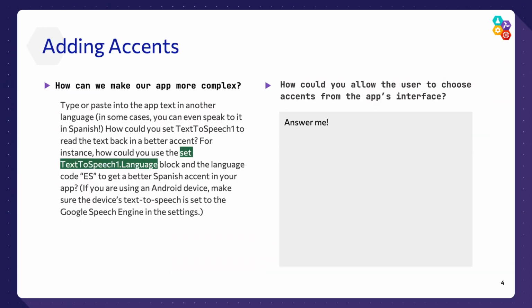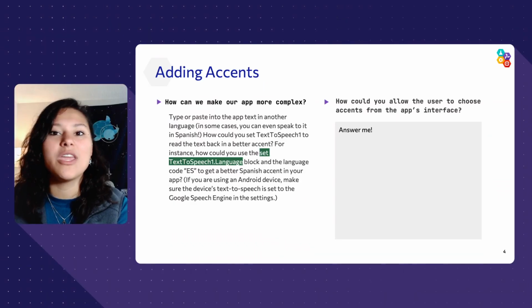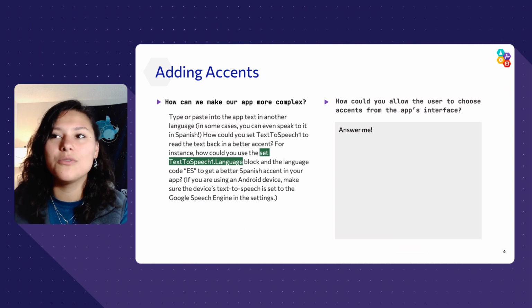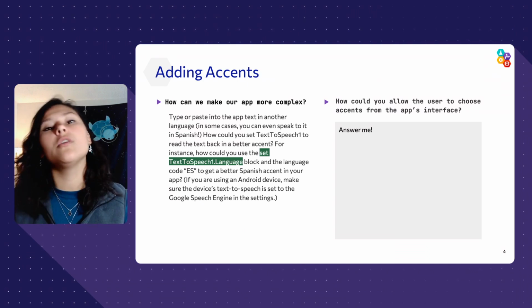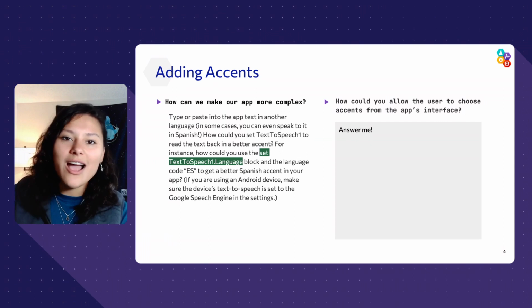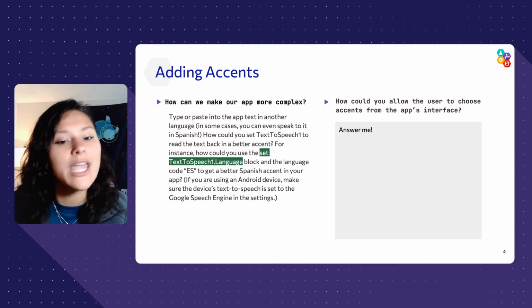The next step is adding accents. And this is kind of making your app more complex, and it's also making it a little more worldwide friendly. People have different accents. There are different accents when we speak different languages.